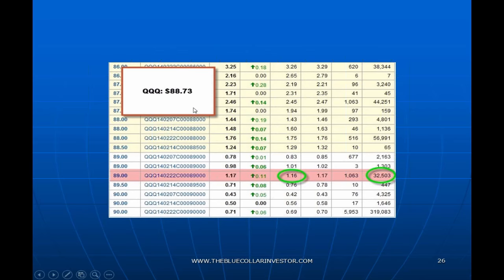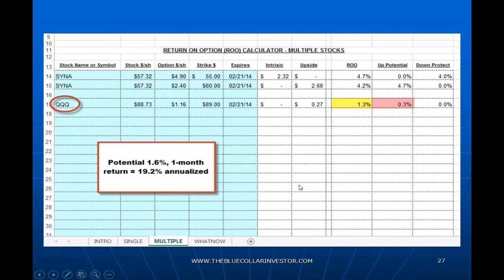At the time, the security was trading at 88.73. We're looking at the 89 call, slightly out of the money, for $1.16. Feed it into the Ellman calculator, and you could see here that we have a 1.3% 1-month return, with the possibility of another 0.3% as the price of the security goes from 88.73 up to the 89 strike. So we have an opportunity here for a 1.6% 1-month return, which would annualize out to 19%.